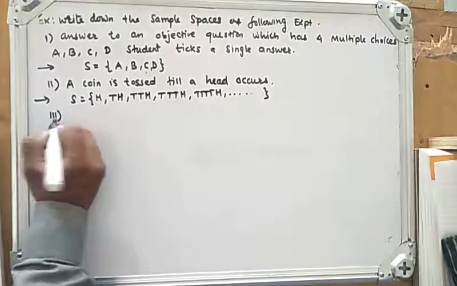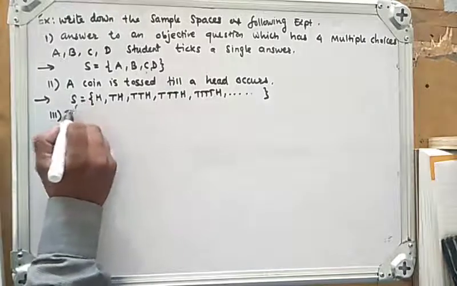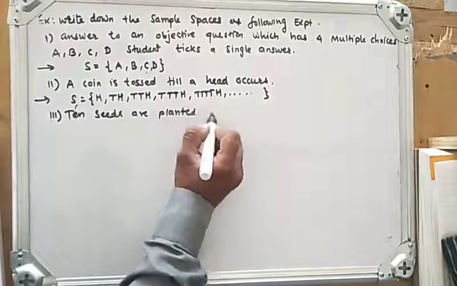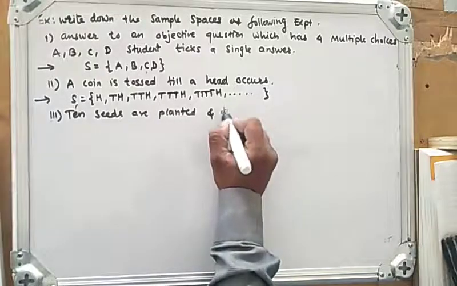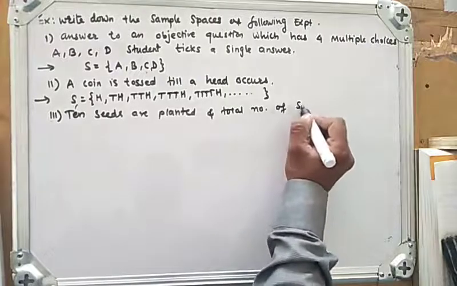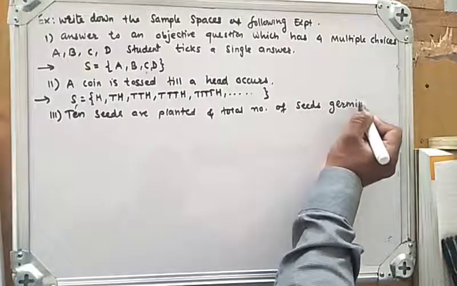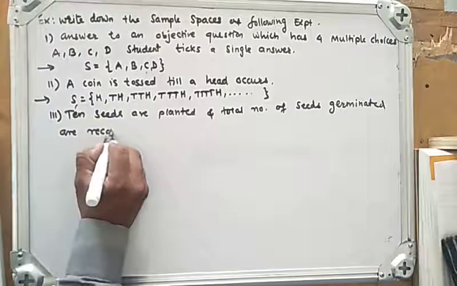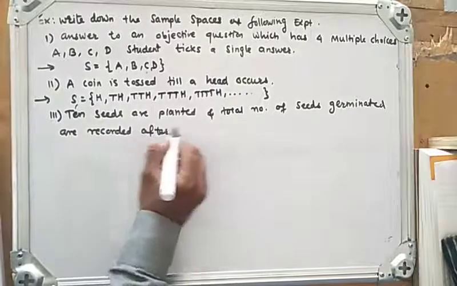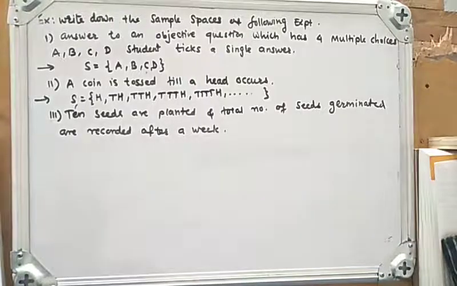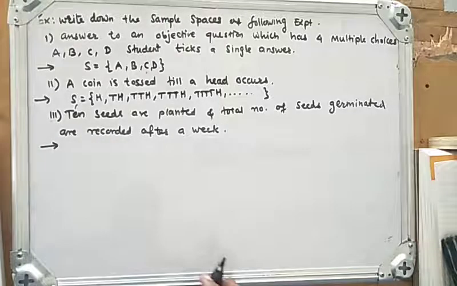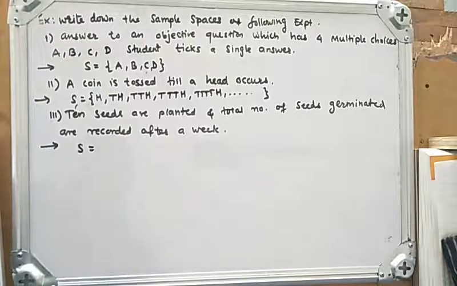Third one: 10 seeds are planted and the total number of seeds germinated is recorded after a week. So what are the possible sample spaces?